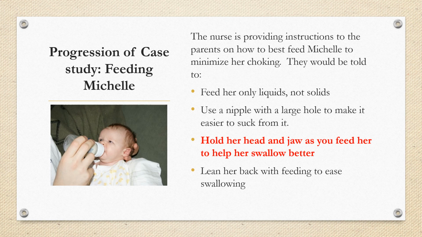Now we don't want to do that because that would probably cause her to choke just because of the amount of fluid that's coming into her mouth at the same time. Hold her head and jaw as you feed her to help her swallow better. Yes, so you would support the head, support the jaw, and make sure you're holding her in an upright position so she doesn't aspirate. Lean her back with feeding to ease swallowing. No, again, I just said we would have her at an upright position to eliminate the possibility of aspirating.